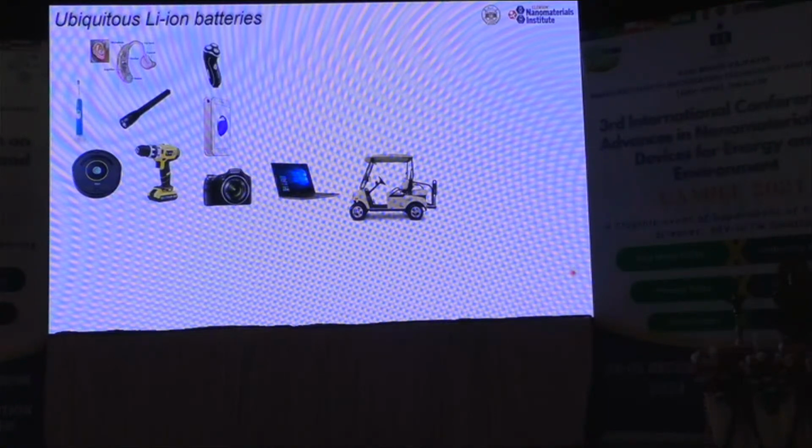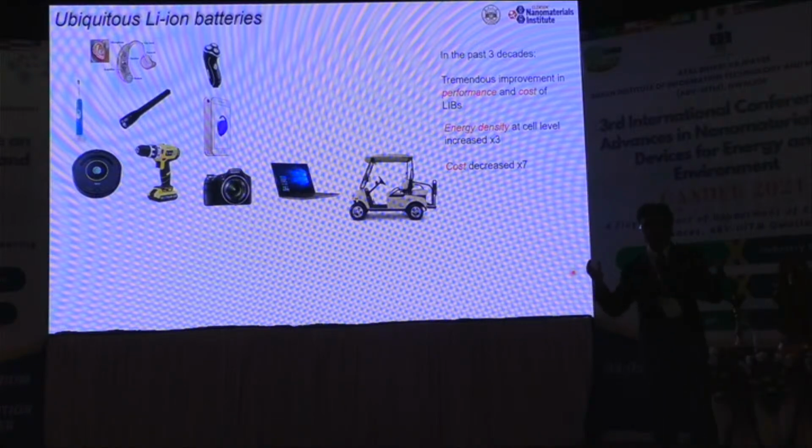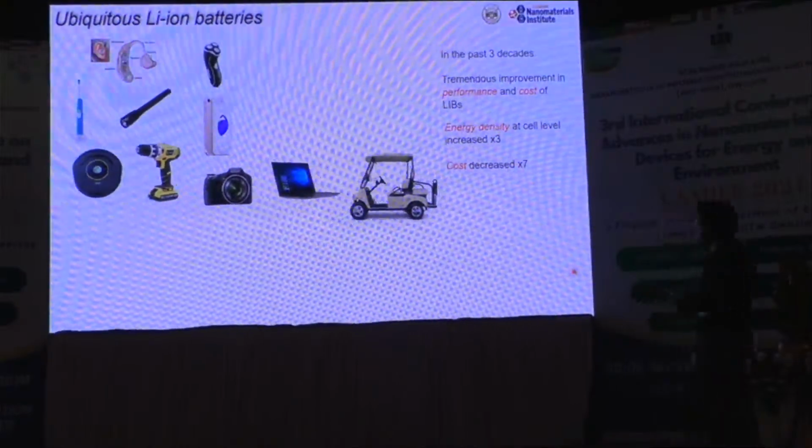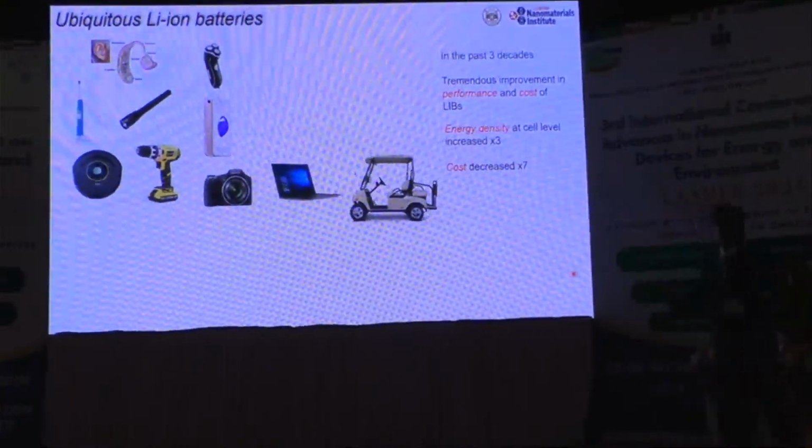Right? And the answer is innovation in materials. So the materials in the past 3 decades have taken off so well, especially nanomaterials, that the energy density increased 3 times, tripled. As it is, lithium-ion batteries give a lot of energy, like I mentioned. You can actually triple it, and then the cost has decreased 7-fold.